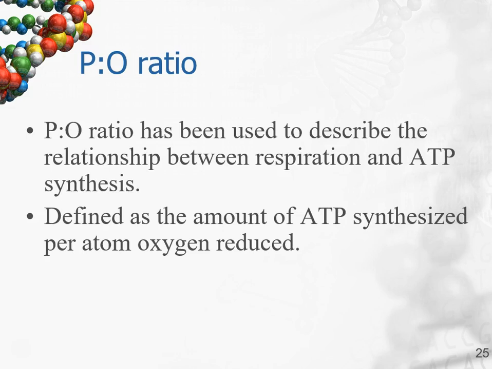So let's define something called the P to O ratio. That describes the relationship between respiration and ATP synthesis. It's defined as the amount of ATP synthesized per atom of oxygen reduced. So the way I've been presenting it so far, if I have a half an O2, that's 1 atom of oxygen. And if I get 2 protons and 2 electrons from 1 NADH when that happens, and I get 1 whole rotation when that happens, then I get 3 ATPs. So the P to O ratio for NADH would be 3.